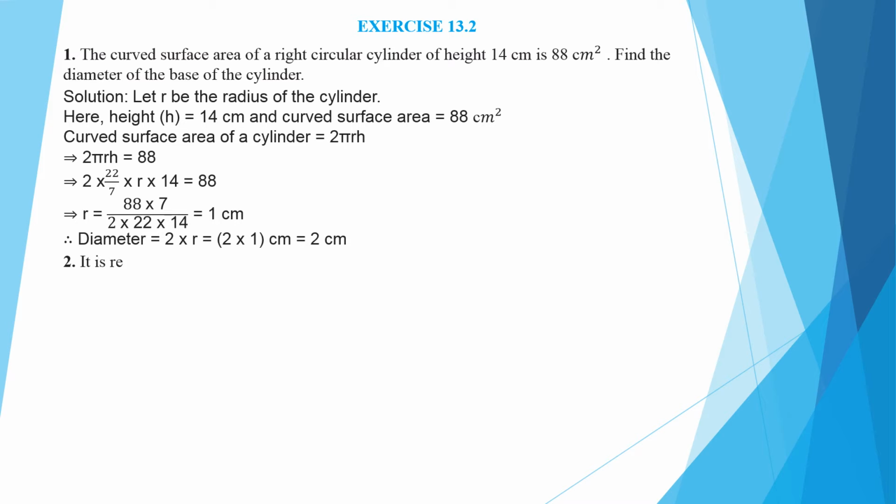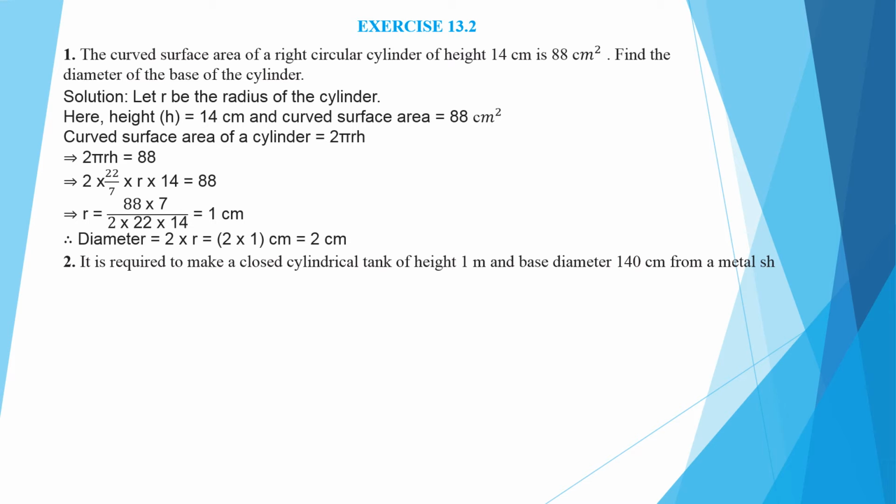Now see the next question. It is required to make a closed cylindrical tank whose height is 1 meter and the base diameter is 140 centimeter, from a metal sheet. How many square meters of sheet are required for the same? So let's do the solution.